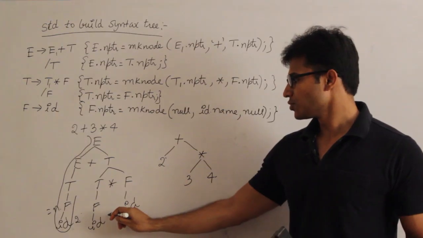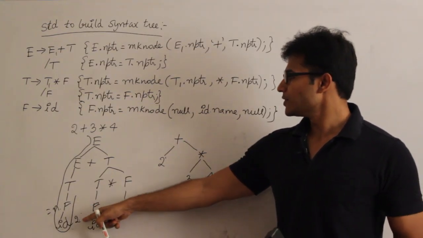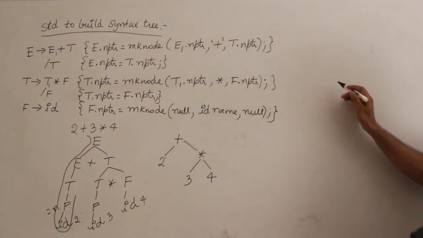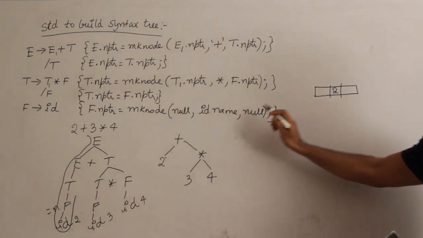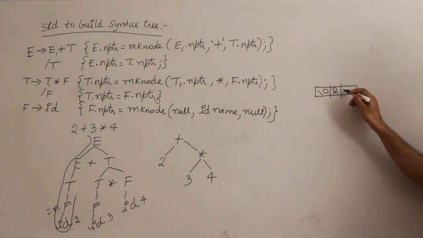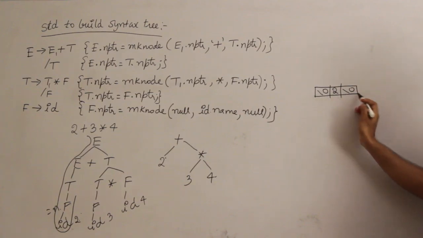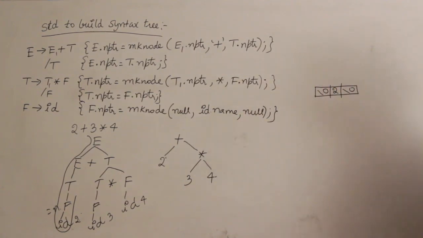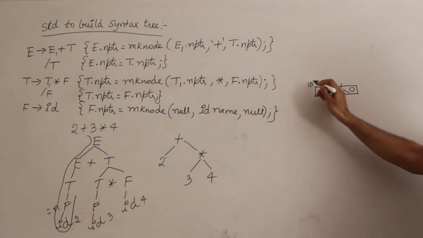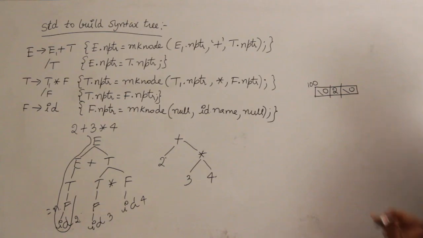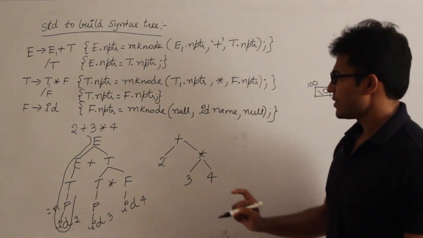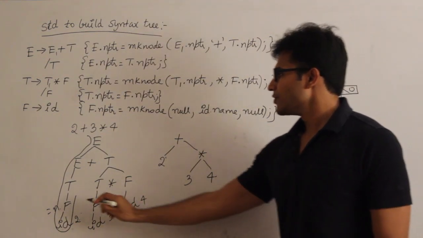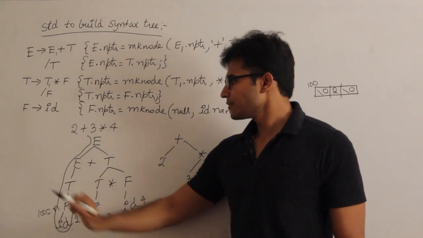The lexical value of this ID is 2, this ID is 3, this ID is 4, which means we are going to create a node, and that node will contain the value 2, with the left pointer null and the right pointer null. The starting address of this node will be returned as the value. Let us say its address is 100, just for the assumption. Then 100 will be returned and saved in f.nptr, which means f.nptr will hold 100.